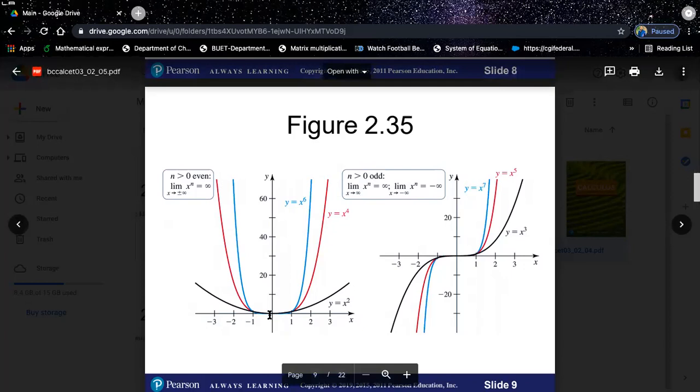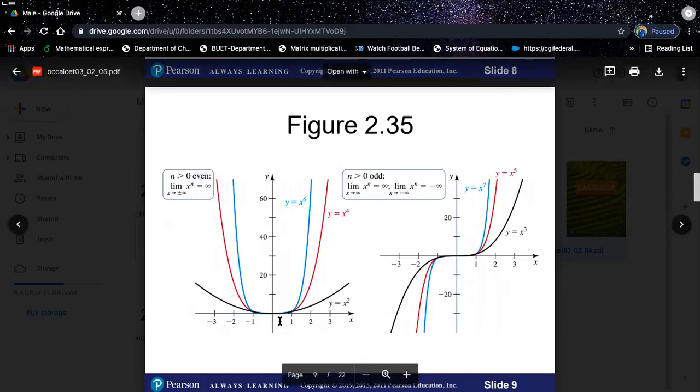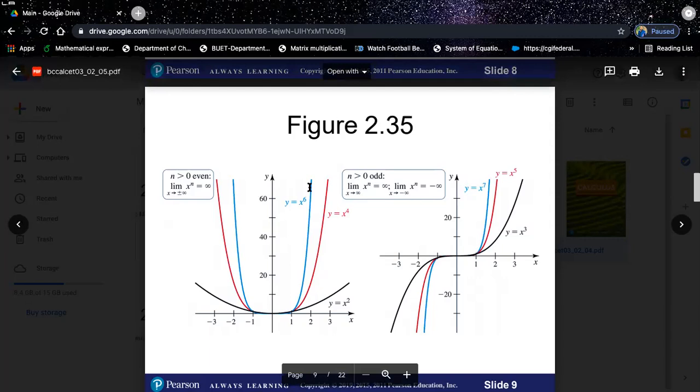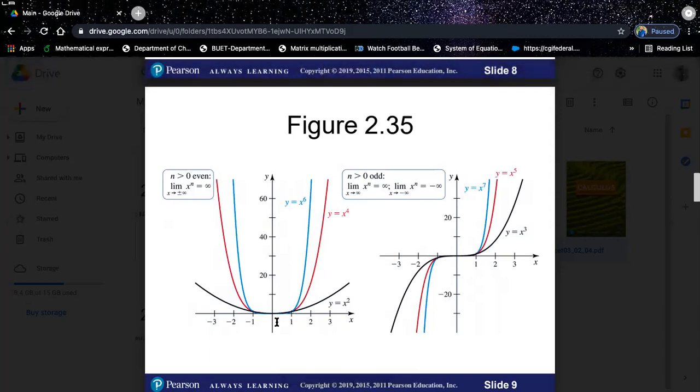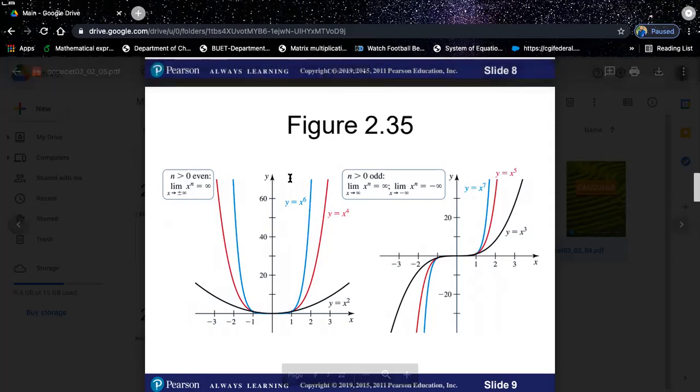It's not going below the x-axis, is it? If we are moving to our right, it's still going up. If we're moving to our left, it's still going up. So for even functions, the infinite limit at infinity will always be positive. It will move towards positive infinity. And can you tell me why? Anyone?